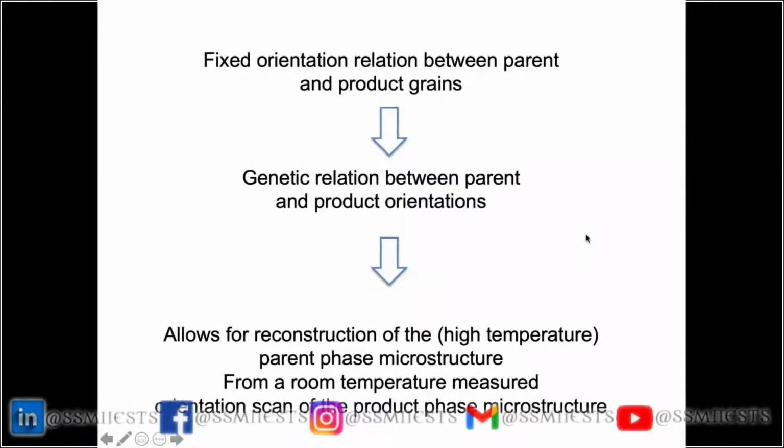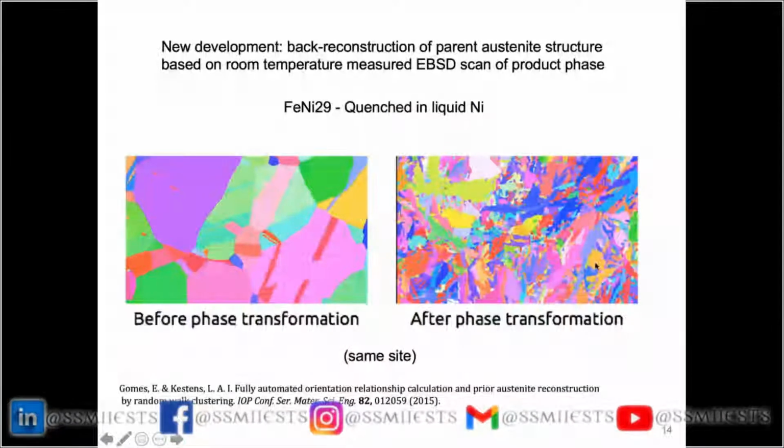So we can now use crystallography to analyze this a little bit more in detail, and to calculate back the parent phase. Here, for example, we did a test on iron with 29% nickel. In this alloy, there is also an austenite to martensite phase transformation, but the transformation temperature is about room temperature. So before the phase transformation at room temperature, we measure the parent phase, which is austenite.